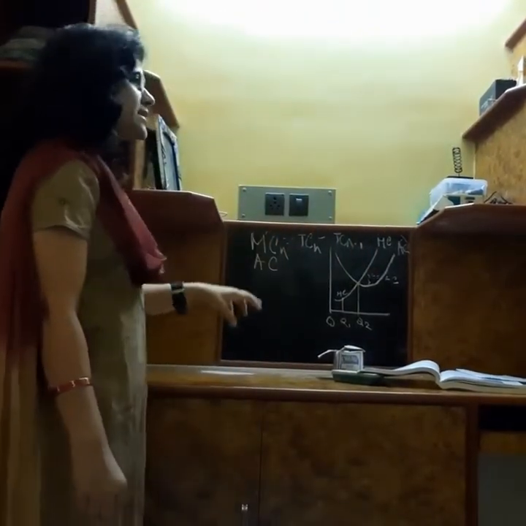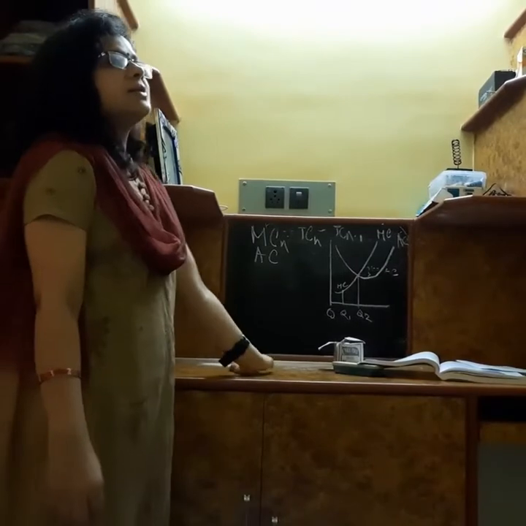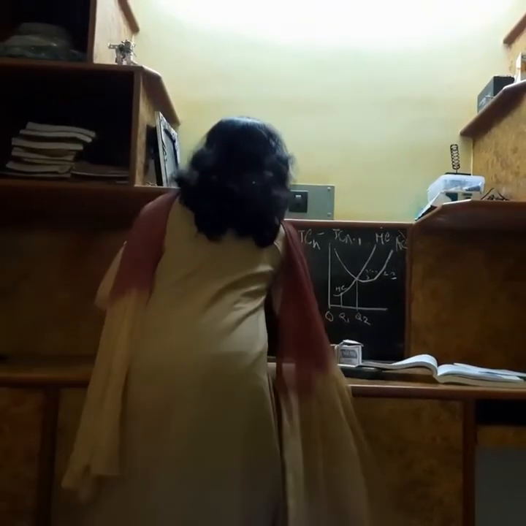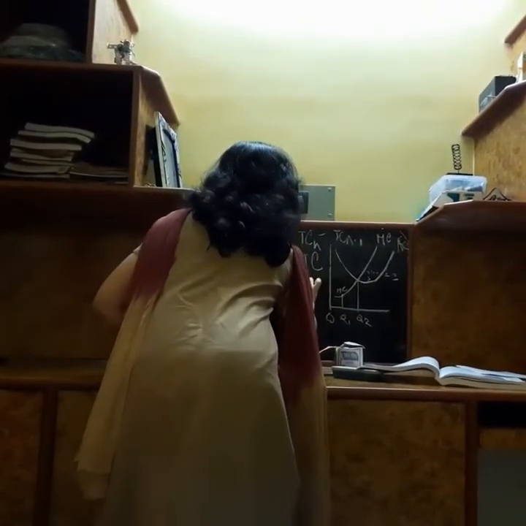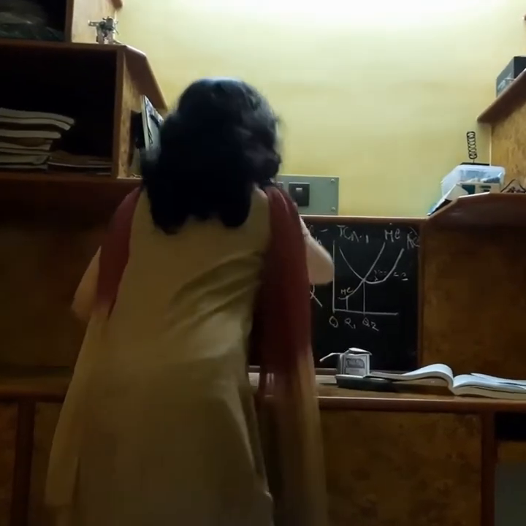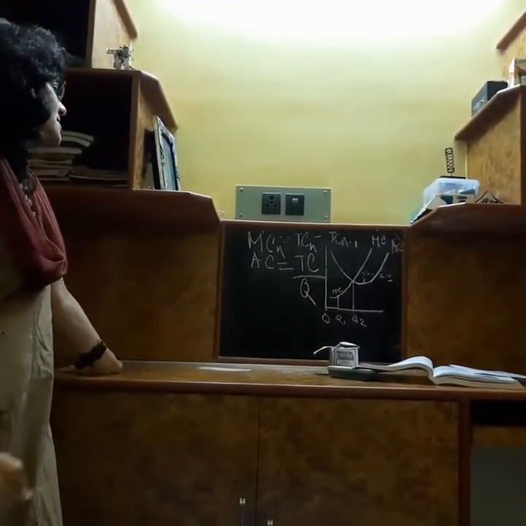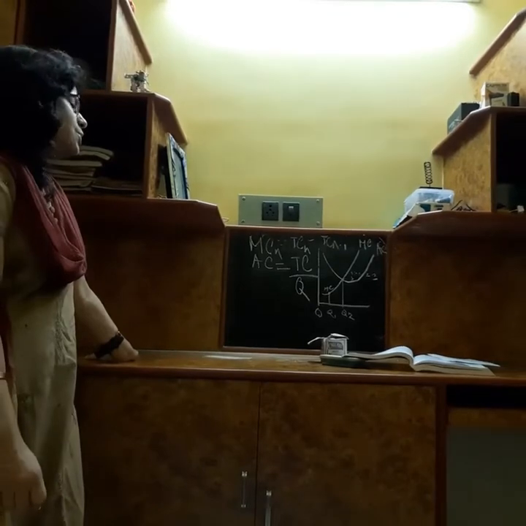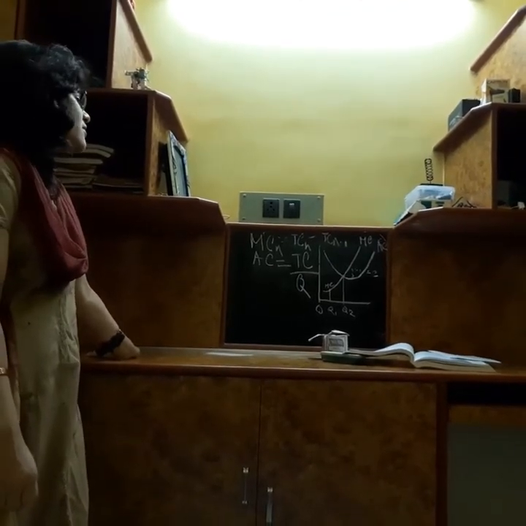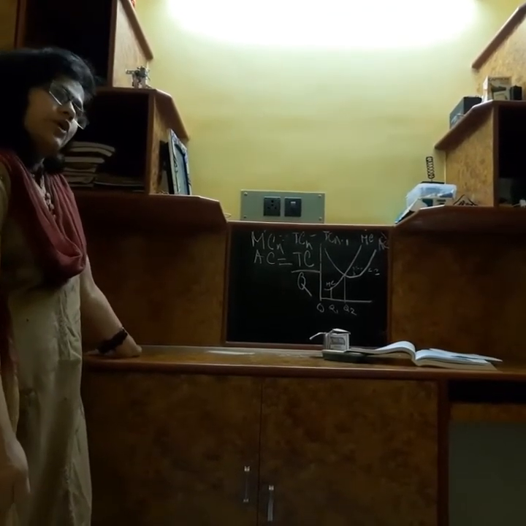AC I have already explained. AC is nothing but the per unit. It is the average of per unit total cost. So that we can write AC as TC by Q.